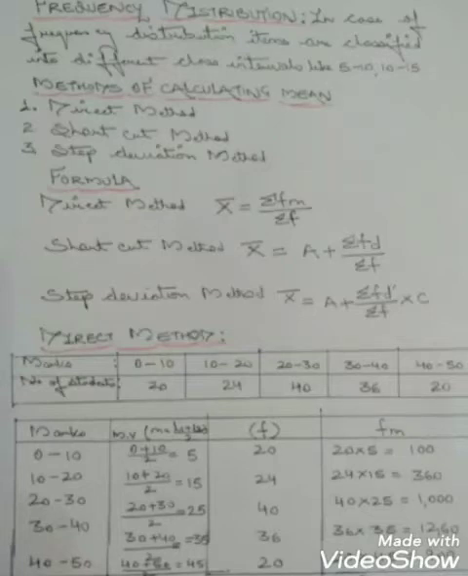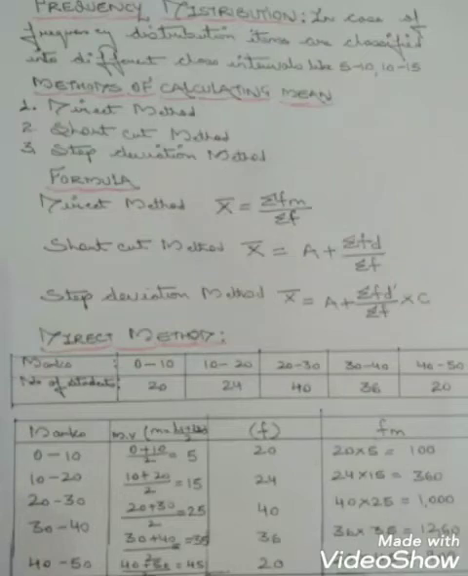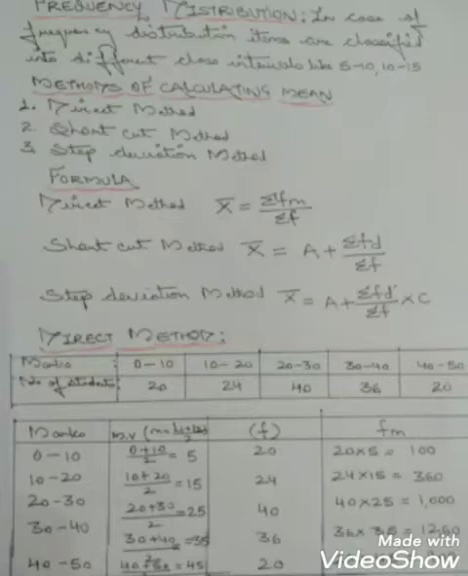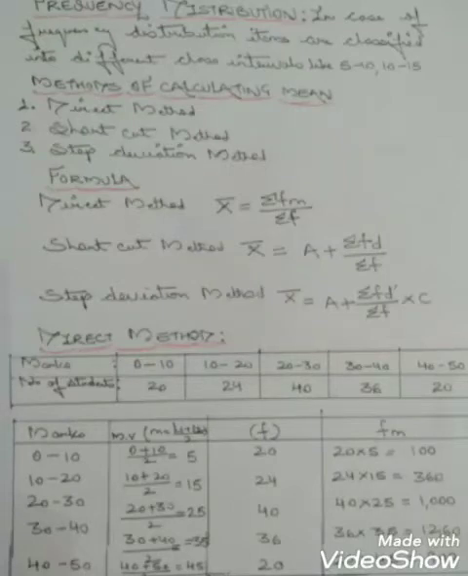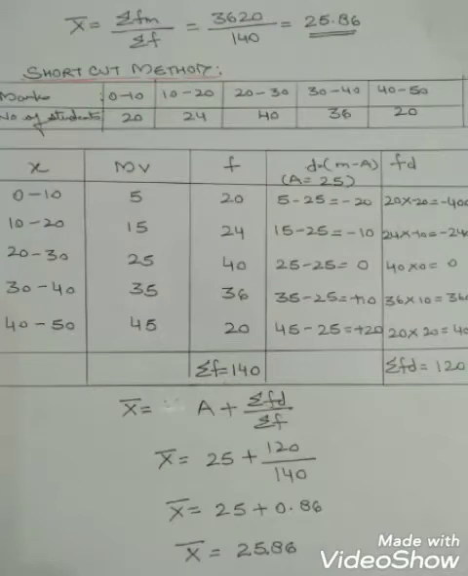Now we have to find out FM, because the direct method formula is sigma FM. So F is how much, children? It is 20, and the M is 5. So 20 into 5, 100. Similarly, 24 into 15, 360. Then 40 into 25, 1000. 36 into 35, 1260. And similarly, 20 into 45 comes to 900. Now I have added all the FM together. So sigma FM comes to 3620. Right? Now we are going to plot this into the formula.